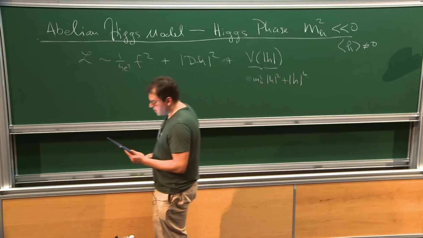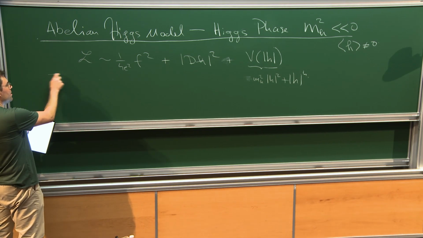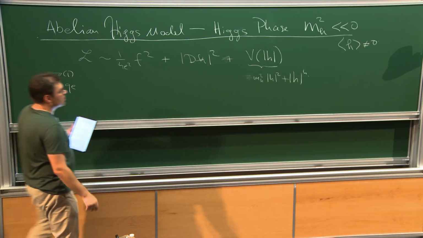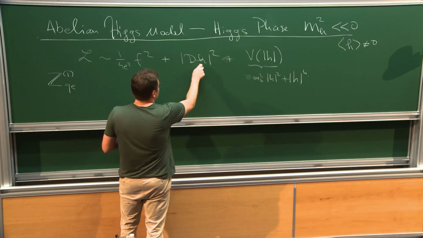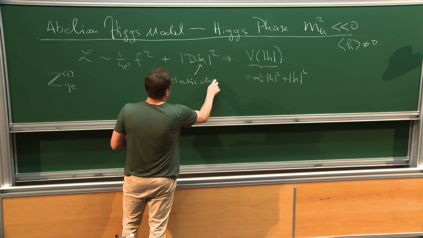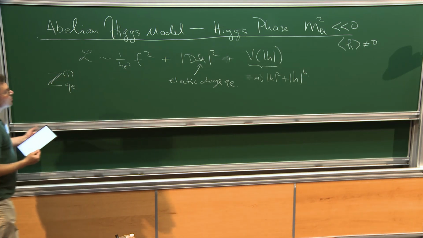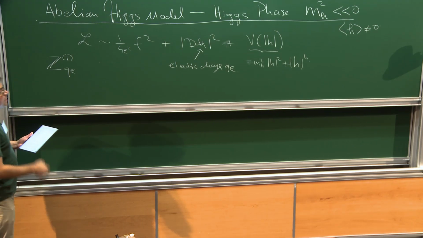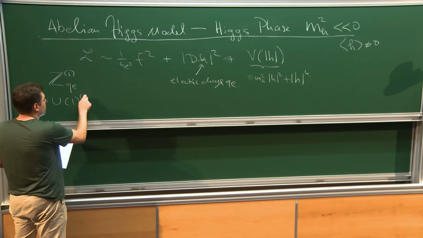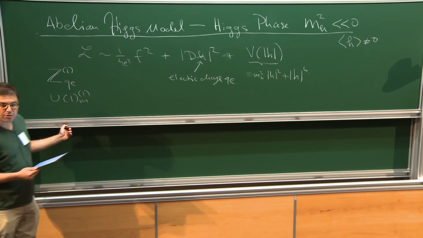I think we had a brief discussion about the fact, remember, that this model has two one-form symmetries. It has an electric one-form symmetry, which is Z_QE, where QE is the electric charge of this field. There's a Z_QE electric one-form symmetry, and there's an unbroken U(1) magnetic one-form symmetry, because there are no dynamical magnetic charges in this model.